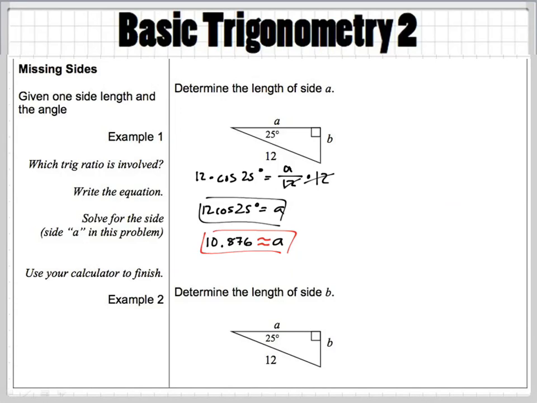Now let's do the next one. It's the same triangle, except this time it's asking for B. So what trig function will I use to find B? Yeah, we use sine. So I'm going to say sine of 25 degrees. And sine is opposite over hypotenuse, and our opposite side to 25 degrees is B. So I have B over 12. How do I find B? It's just the same as the other one. So I'm going to multiply by 12, multiply the other side by 12, so now I have 12 times sine of 25 degrees. That's your answer.